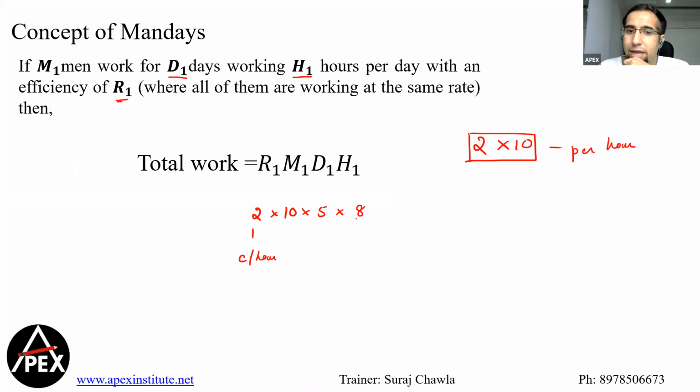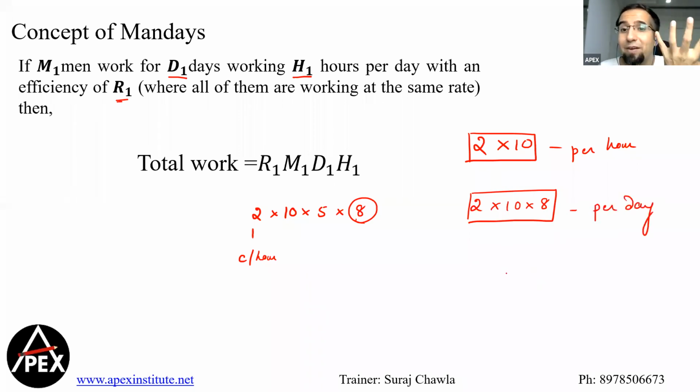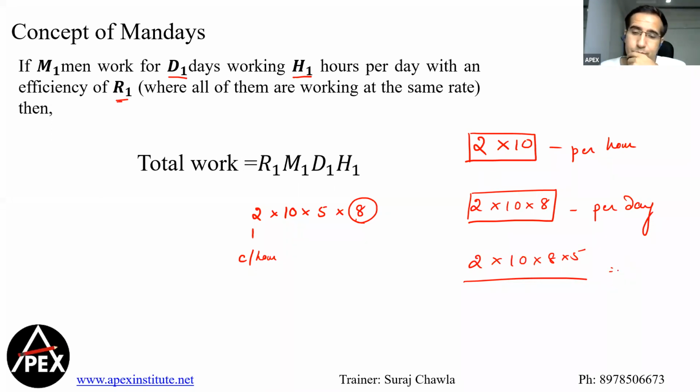Okay. Now 8 hours per day. So can I say 2 into 10 into 8? That means 160 chocolates per day. And for 5 days becomes 2 into 10 into 8 into 5, which should be your final answer. Is this point clear, guys?